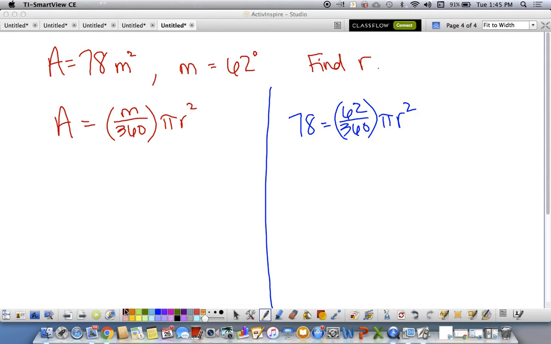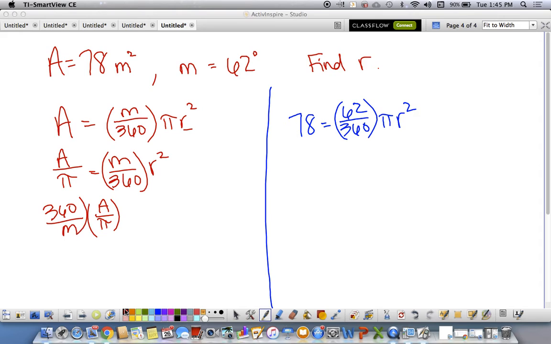Okay? So if I were going to solve for R squared, I need you to do this with me. What would you do over here to start getting R by itself? Divide both sides by pi. A over pi equals... multiply by the reciprocal since we got this fraction. Can we multiply by 360 over m times A over pi? These technically both being fractions equals r squared.